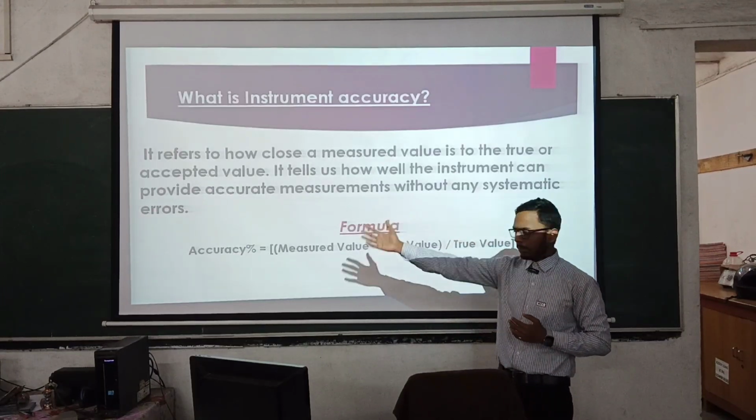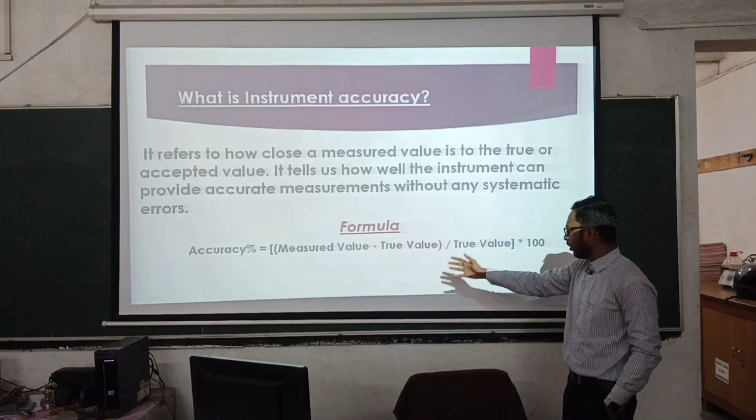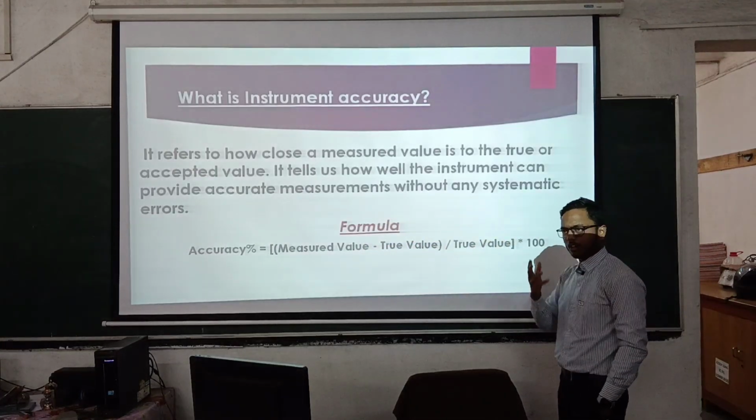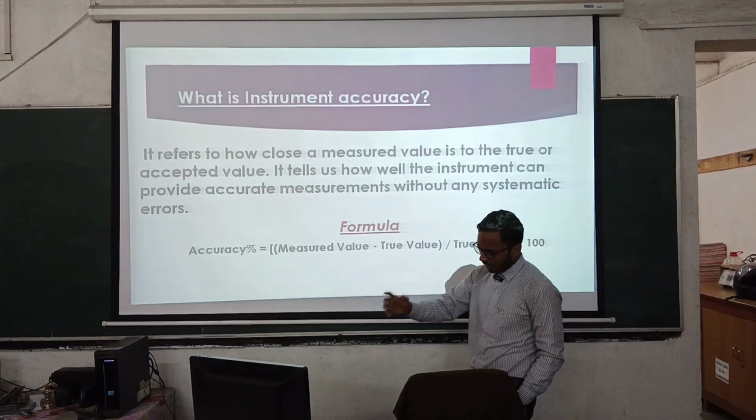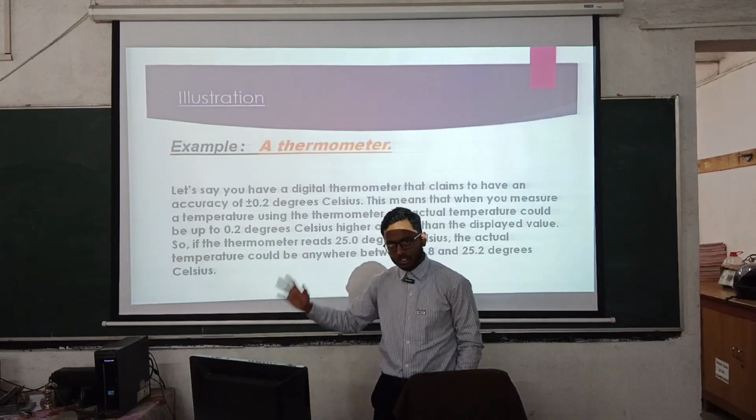The formula for accuracy percentage is measured value minus true value, divided by the true value, and we multiply it by 100 to get the percentage. Right? You can understand with another example which we have already given here.